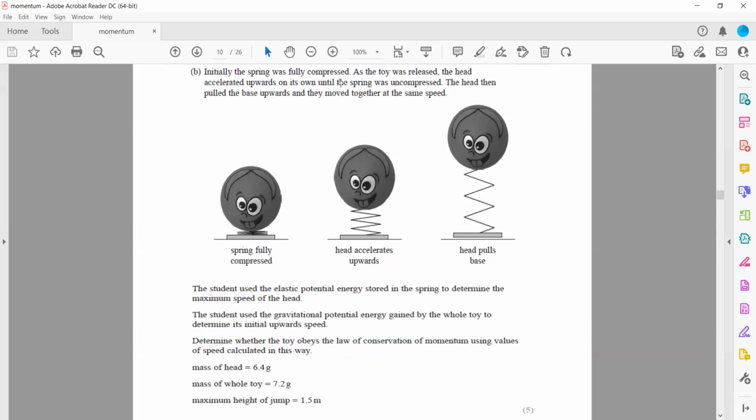So what we will consider is the total momentum before, when the head was moving only, and the total momentum when the complete toy is moving. The total momentum should be conserved. The total momentum before the collision should be equal to the total momentum after. Or total momentum before the whole toy moves, when first its head was accelerating, the momentum of the head will be equal to the total momentum of the toy as well.